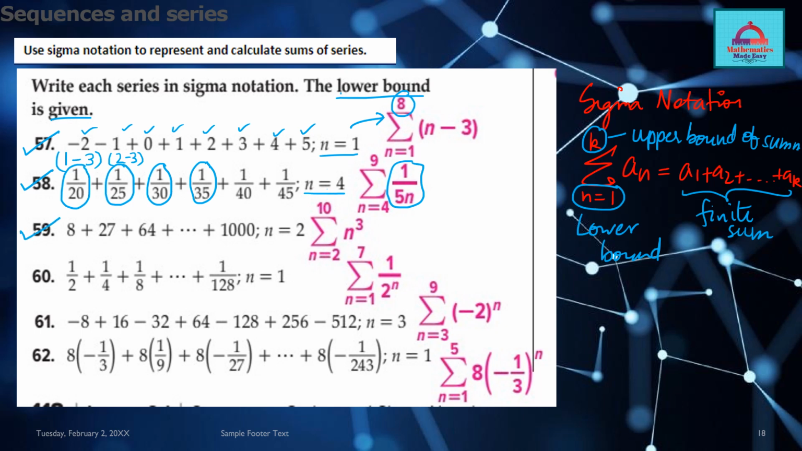In a similar way, let's do the next question. The first term is 8. The next term is 27. The next term is 64. The next term is 1000. And if you see, these are all perfect cubes. So the formula for the finite sum would be n cube, and it is starting from the lower bound 2 till, what is this? This is 10 cube. So that means n will go from 2 to 10. So that's how you write the sigma notation. Similarly, for the other terms also, I hope you've understood the pattern, how the sigma notation works.